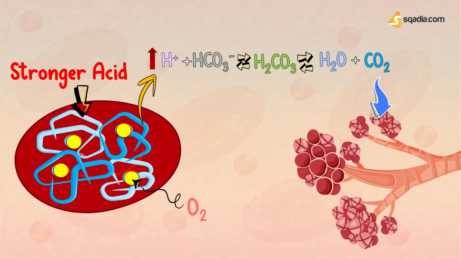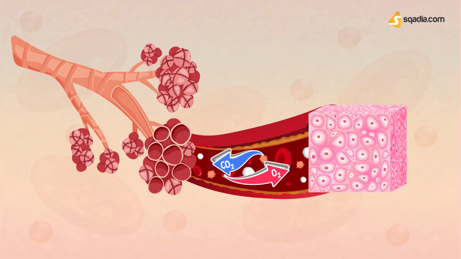So, that was about the transport of the two respiratory gases, oxygen and carbon dioxide. I hope now you are pretty much clear about these. Let's now have a look at the terms hyperventilation and hypoventilation in the next section, and then we will have a quick recap of what you have learned here. So, do not go anywhere and stick to the video till the end.